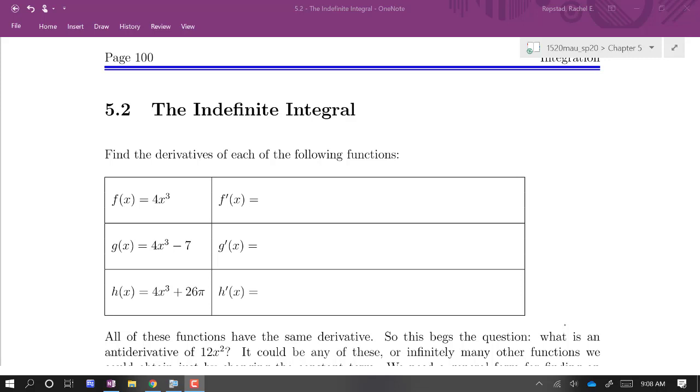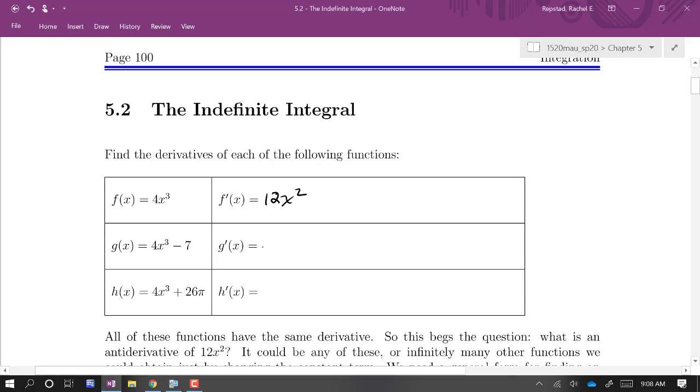All right, so to introduce this section on the indefinite integral, we're going to start by actually taking some derivatives. Going back to what we've been doing the whole semester, the derivative of 4x cubed, these are all just power rule and derivatives. So this derivative is 12x squared.